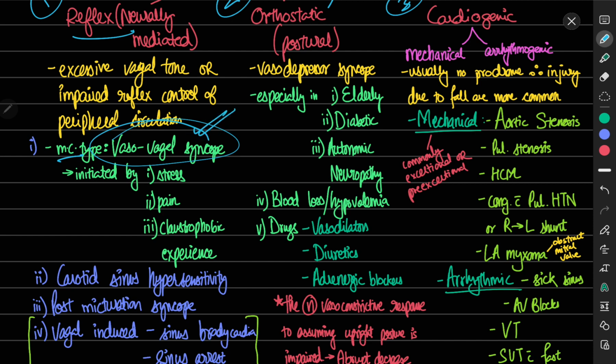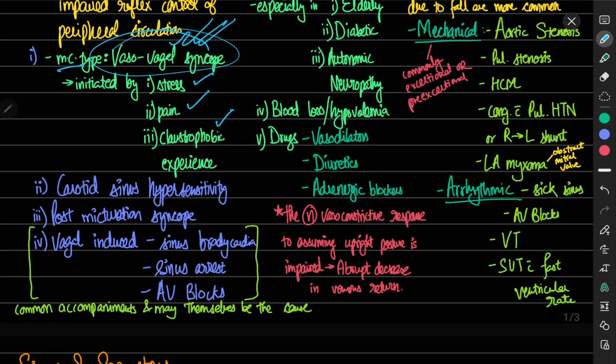You might have heard it so many times in the wards that this patient is having vasovagal, that patient had a vasovagal. This is initiated by stress, pain, or a claustrophobic sensation. Many a time we have patients with a full bladder just fainting in front of you, or sometimes medical students fainting in the dissection halls. That is all vasovagal mediated. This is the most common type.